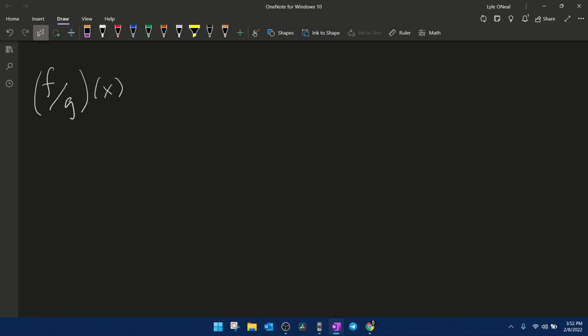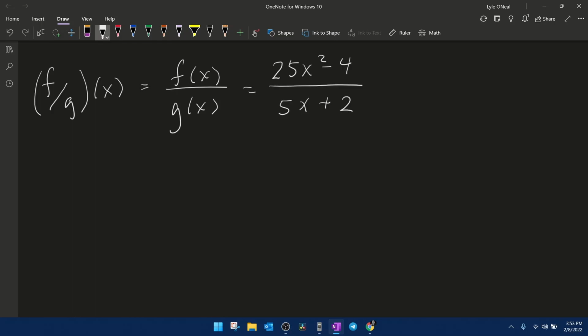And last but not least, we have f divided by g of x, which can be expressed as f of x over g of x. And then I'm going to replace f of x and g of x with what they're equal to. Like so. If the fraction cannot reduce, you're done. That would be the final answer.